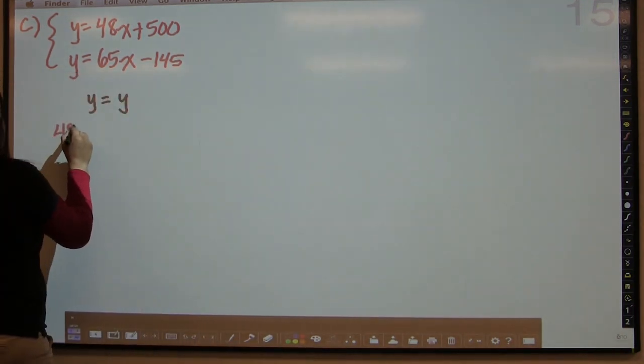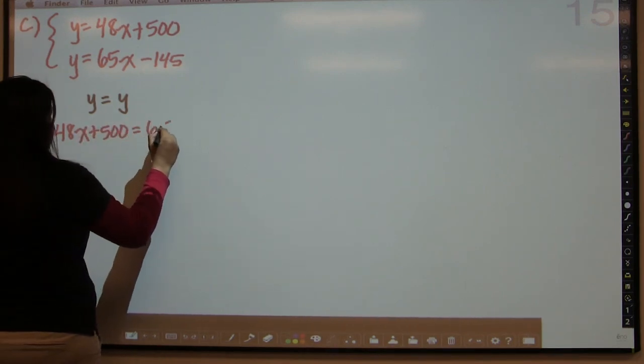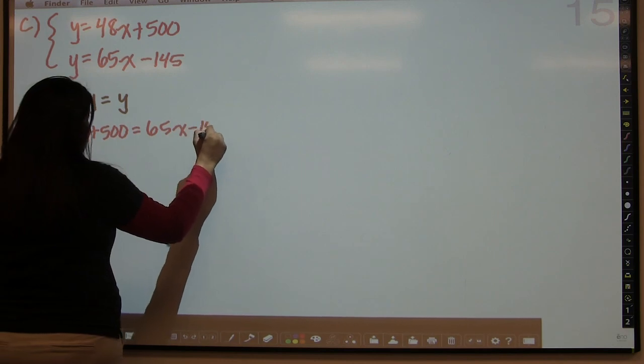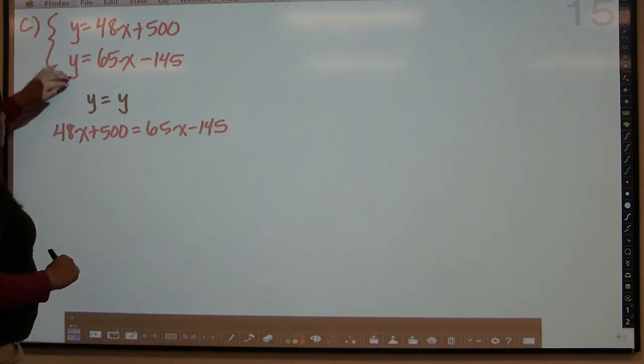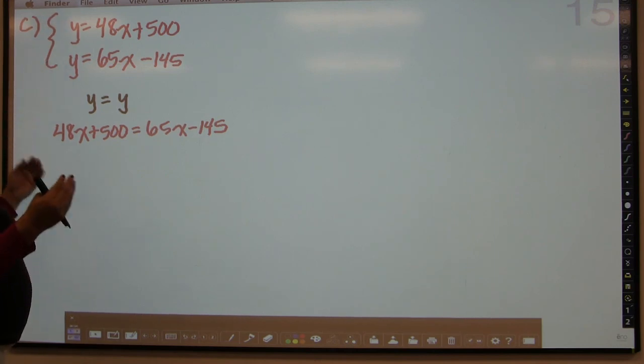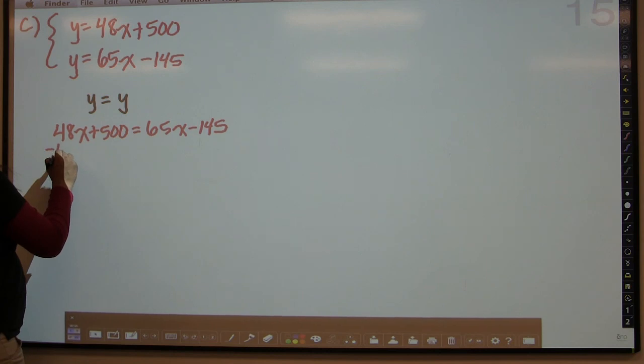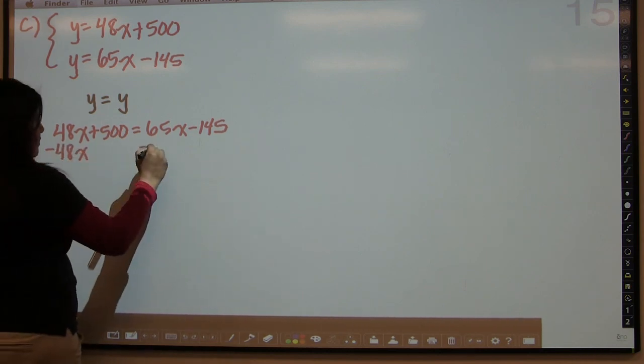48x plus 500 has to equal 65x minus 145. So basically what happens in this case is that both equations are already solved for y, and so all we have to do is make them equal each other and then continue as normal. So I'm going to subtract 48x, subtract 48x.